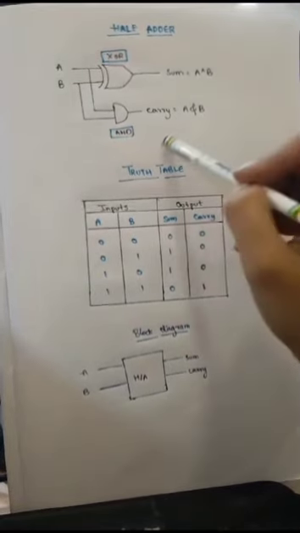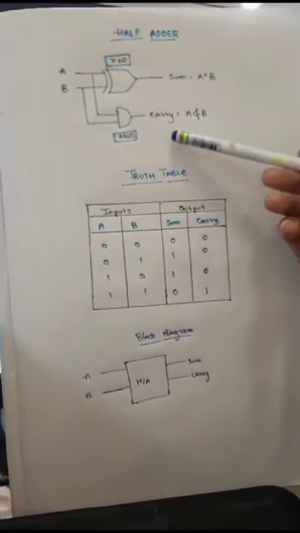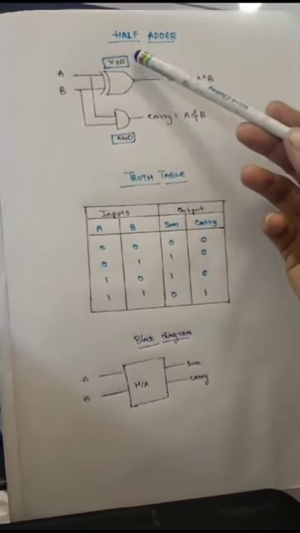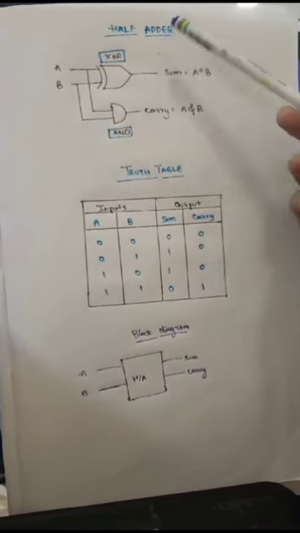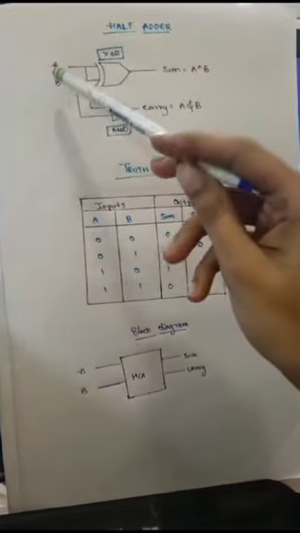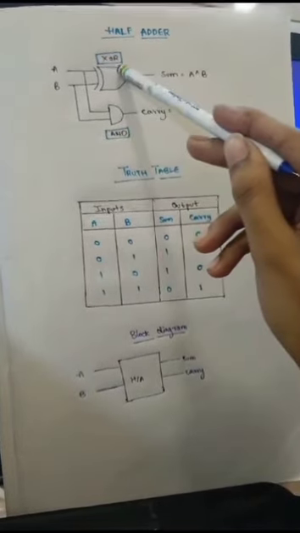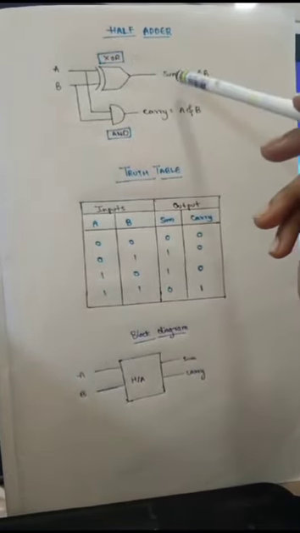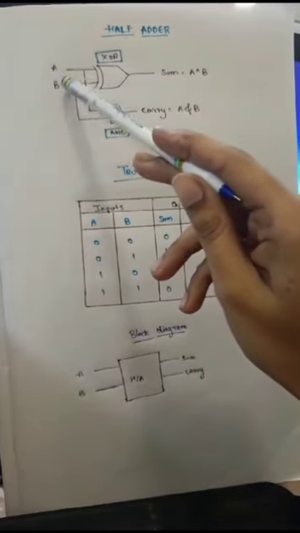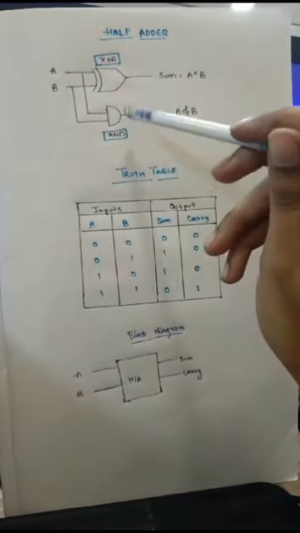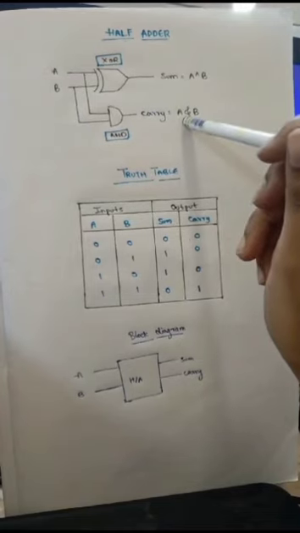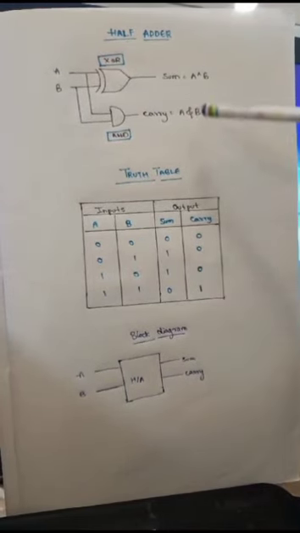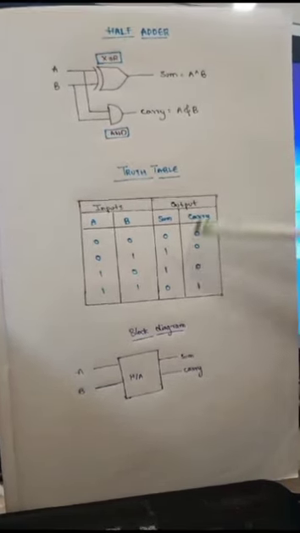This is the circuit diagram of the half adder. Here, the combination of XOR and AND gives the half adder. The input lines A and B are given to the XOR gate, and the result is the sum. When the same A and B input lines are given to the AND gate, the output is the carry. So here we can see the outputs.